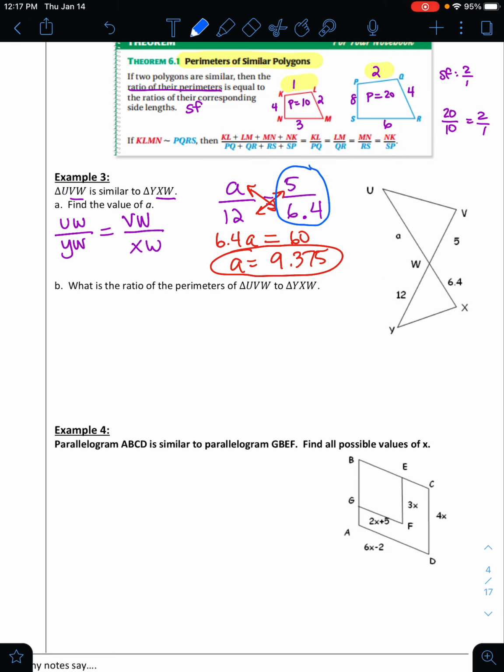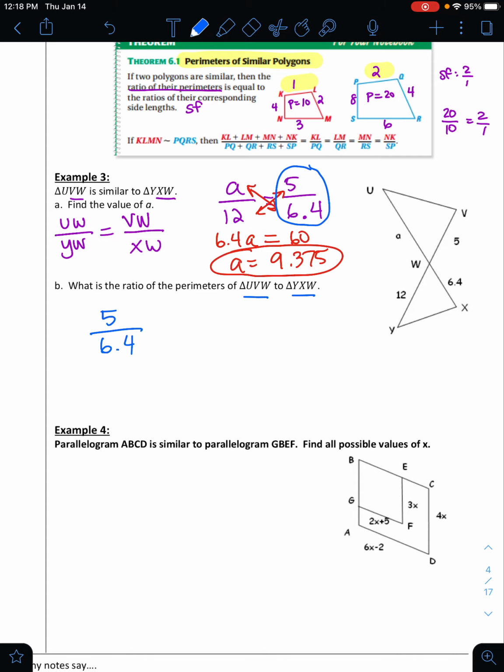This ratio right here is our scale factor. So the ratio of the perimeters is basically that scale factor. UVW goes with the 5, YXW goes with the 6.4. I don't really want to leave it like that. It's kind of messy with a decimal within a fraction, so let's convert that into just a regular fraction.